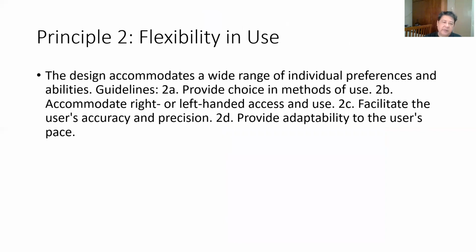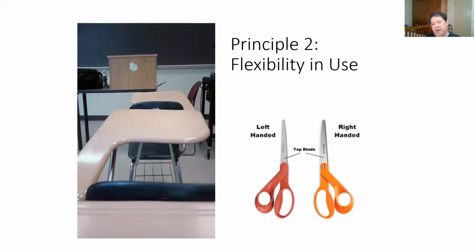The second principle is flexibility in use. The design accommodates a wide range of individual preferences and abilities. Provide choice in methods of use. So when you design a product, all the users could use their own way of using it. Yeah. If they are right-handed or left-handed, they can still use it. And this will also facilitate all users' accuracy and precision when they use it, hence providing adaptability to the user's pace in using. Scissors that are both for the left-handed and the right-handed are helpful.